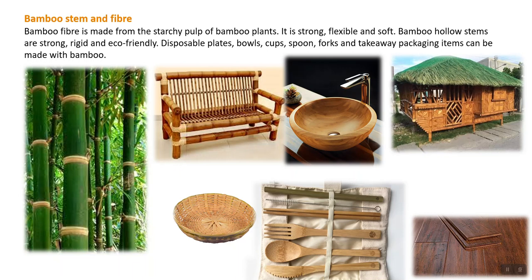We can make furniture. In the second picture, we see a wash basin made in pressed bamboo, which is very durable. We can make houses, cutlery, the disposable cutlery we find in the supermarket right now. The one-use cutlery are made out of pressed bamboo, and floorings also.